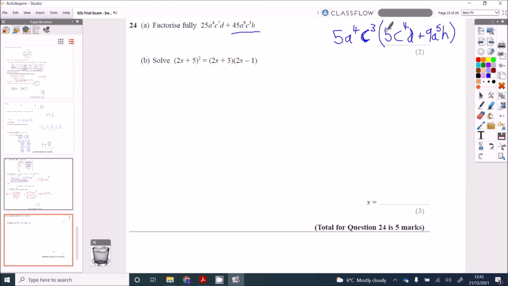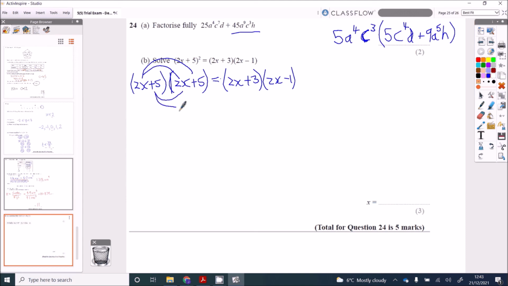Now for part B, be careful. On the left-hand side, you've got 2x plus 5 times itself. Okay, and on the right-hand side, we've obviously got 2x plus 3 times 2x minus 1. And now you've just got to do the 4 claws. Okay, 2x times 2x, 2x times 5, 5 times 2x, 5 times 5. And the same over on the right. 2x times 2x, 2x times minus 1, 3 times 2x, 3 times minus 1. So let's just work our way through those 8 claws.